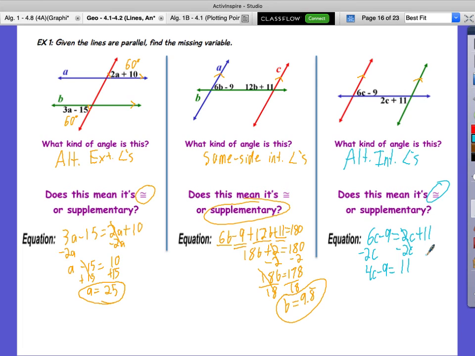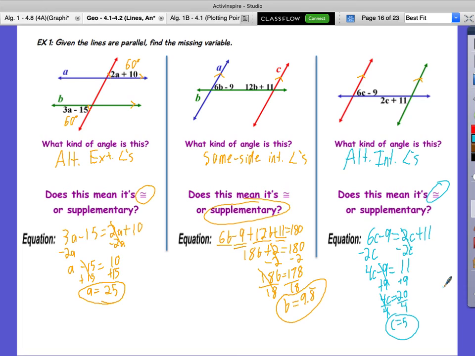So now how do we move that negative 9 across to the other side? You add 9. So we get 4c equals 20. And we would divide by 4 to undo that multiplication, and c does equal 5. Once again, we could go back and check. I'm not forcing you to, but it's a good idea if you want to check your work. It's a way to instantly tell, hey, did I do this right?